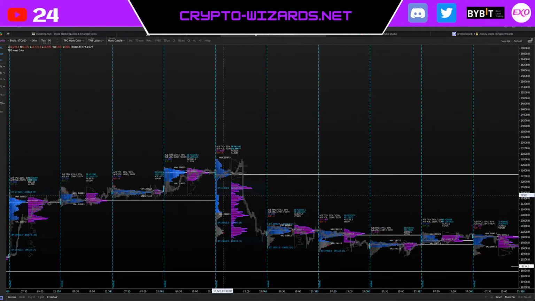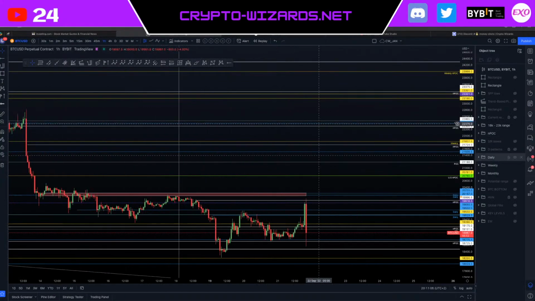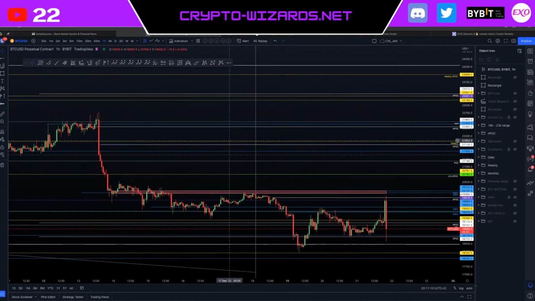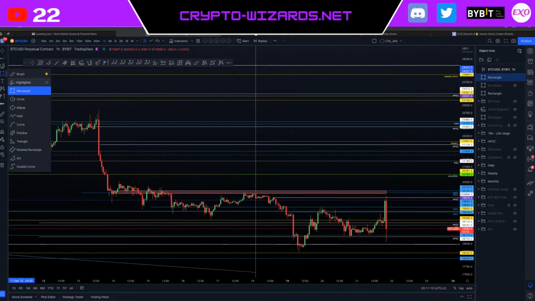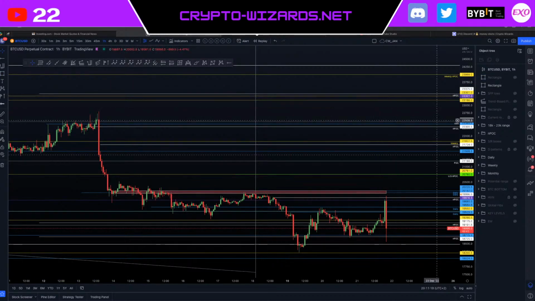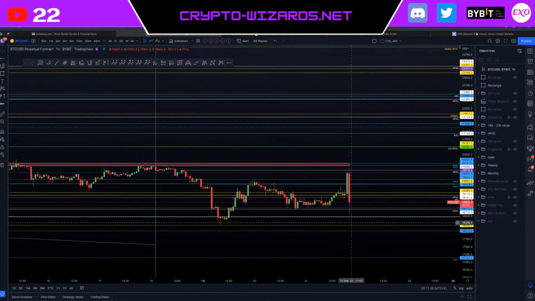We have single prints between 21,500 and 22,000. So once we reclaim the 20,220, I would be looking for 22k to be hit to basically fill the single prints. And then I would be looking for hitting the value area high, naked POC and a daily at 22,400 again. As soon as we stay below it, the range low is an important target.